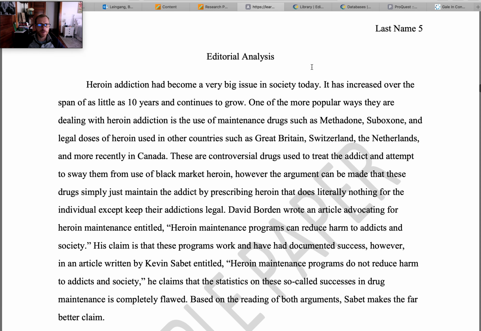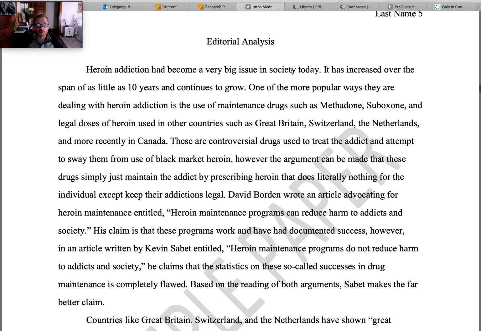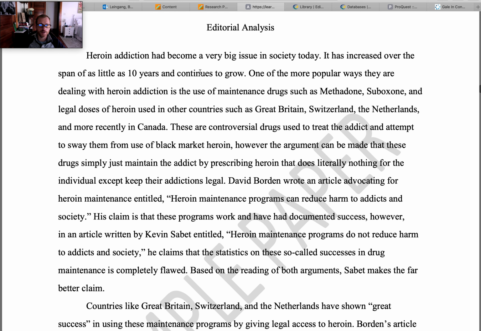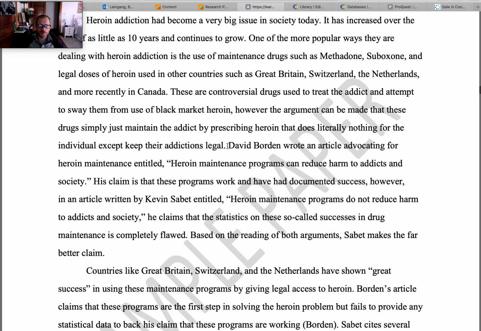I'm pulling up the example paper. This is example 2, which has an editorial analysis built into it. So make sure you look at this. We have an introductory phrase right in here. Then we tell the two articles, right? So David Borden's article this, and then Kevin Sabet's article called this. What their main claim is, and then who makes the better argument.